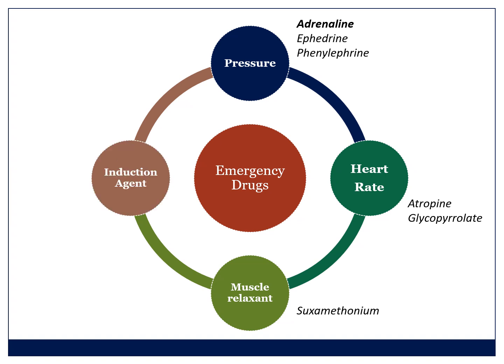And then finally, many guidelines suggest that you have an induction agent drawn up, or at least immediately available. And here there's a number of options: propofol, etomidate, ketamine, and if you've got access to thiopentone, although that's increasingly more unavailable. So those are the 4 categories of drugs one should consider. And in general, you should either draw up or have immediately available one from each category.